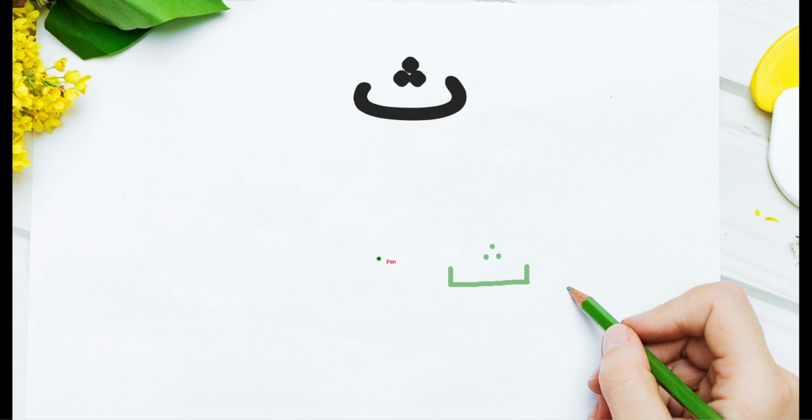In the middle, a small vertical line down, a longer line across, and another small vertical line up. Then the dots. Now it's your turn. Pause the video and try to draw it. It has 3 dots. The sound is... Please pronounce the sound as you draw it.